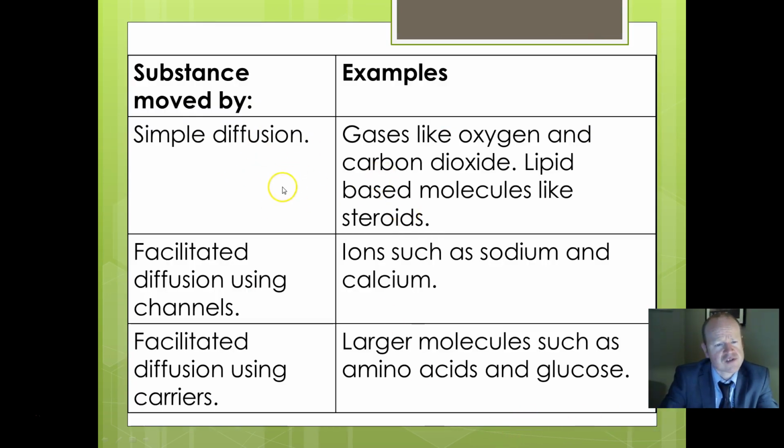Let's make sure we're clear on the differences. We've got simple diffusion for, I think, gases like oxygen and carbon dioxide, which are small and non-polar, and lipid-based materials that can easily move through the phospholipid. Channel proteins in facilitated diffusion are for ions like sodium and calcium, so smaller ions which have high charge, whereas carriers tend to be used for bigger molecules. Amino acids and glucose, for example, will be things which would be used with carrier proteins.